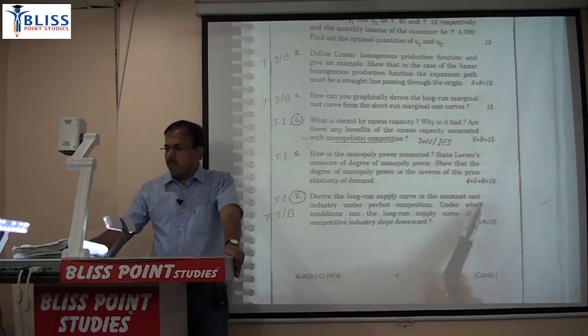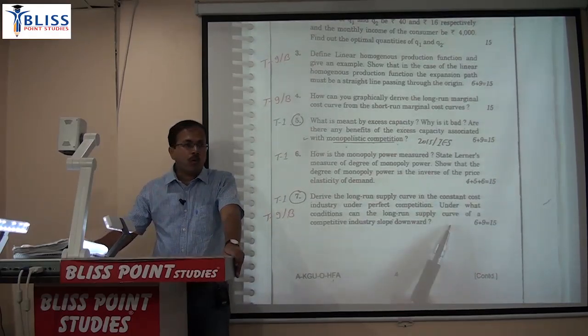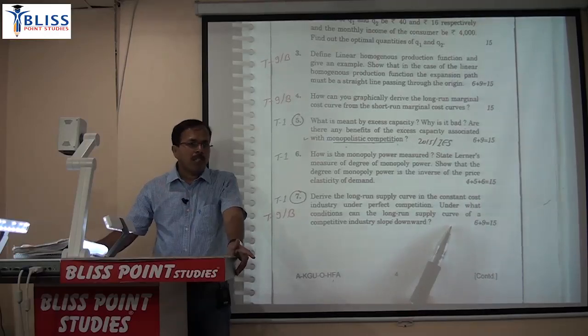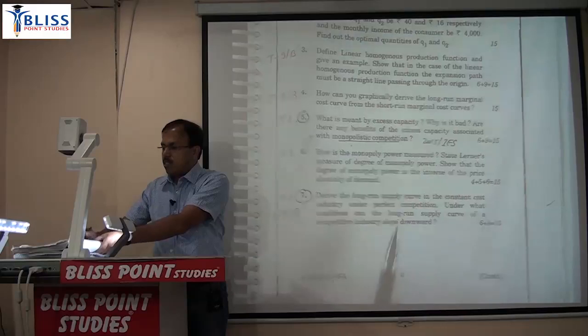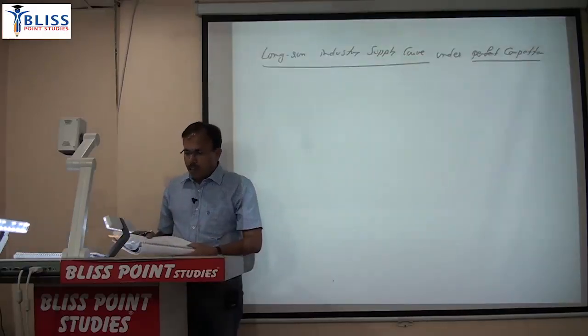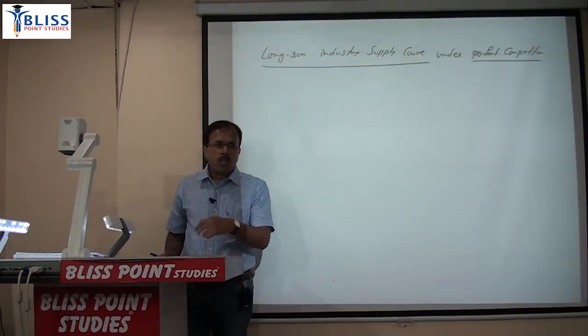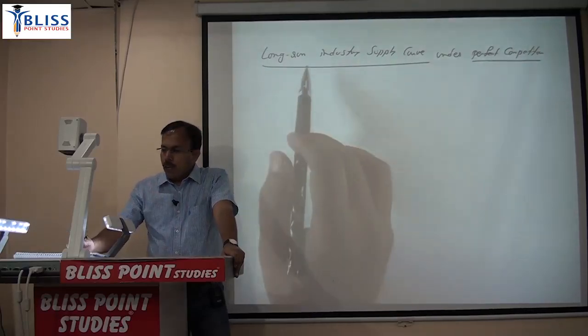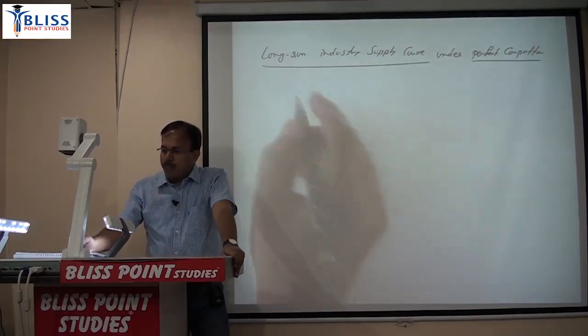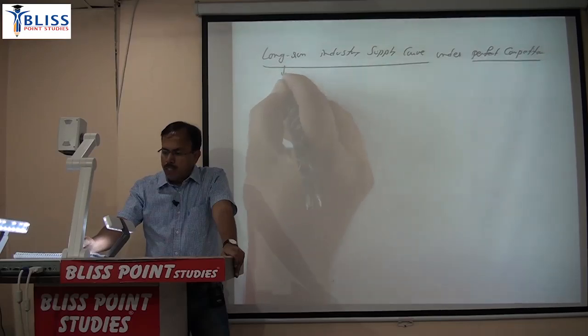And what is the meaning of constant cost industry? Can it be sloped downward? Because generally supply curve we consider it to be positively sloped. So what is the constant cost industry and this? और ये क्वेश्चन आप ऑप्शनल वाले पार्ट के अंदर भी मिल जाएगा, लॉन्ग रन इंडस्ट्री सप्लाई कर्व अंडर परफेक्ट कंपटीशन. तो जस्ट कीप दिस आइडिया.